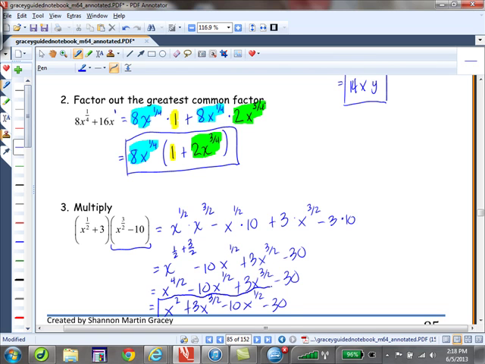So, these are all the same kinds of things that you did in introductory algebra, except now we have exponents that can be fractions.